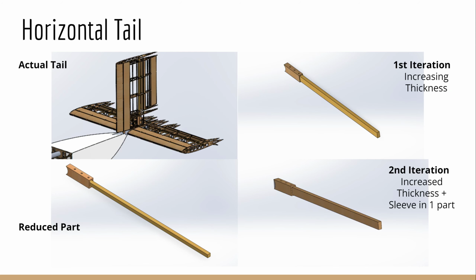On the top left is the image of the entire tail of both horizontal and vertical tail elements. The bottom left shows the reduced part being worked on. The top right is the first iteration, and the bottom right is the second iteration of a single part.